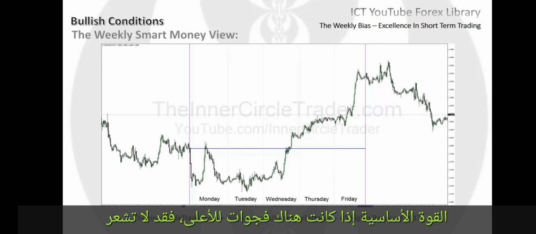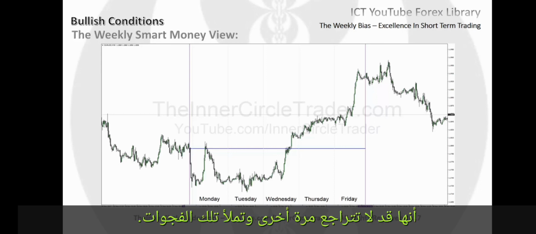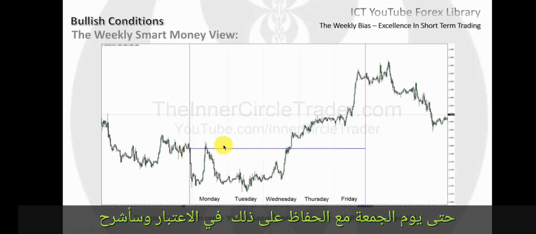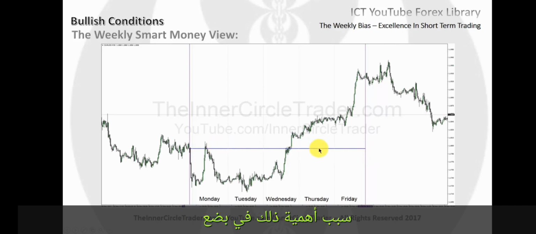If it gaps up, it may not fill. It may not trade back down and fill that gap and then trade higher. It may just straight away go north right from the higher opening on Sunday's open. What we're looking for is, on Sunday's opening, we want to see that opening price and extend it all the way to Friday, keeping that in mind. And I'll explain why that's important in a couple minutes.